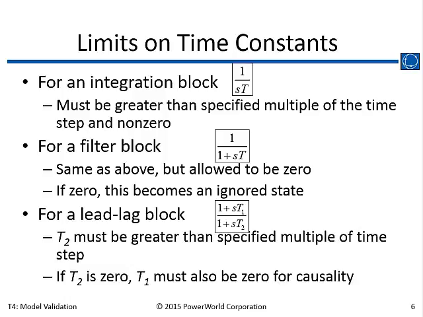So we have requirements that T2 cannot be too small if T1 is not equal to 0. If T1 is equal to 0, then this one just becomes that one, and it's okay. So there's limit checking that's going on in there. A common way for inputting data, a lot of times you see T1 and T2 non-zero and equal. In that case, they just cancel out, and it just looks like a unity gain. So there's no problem with that.